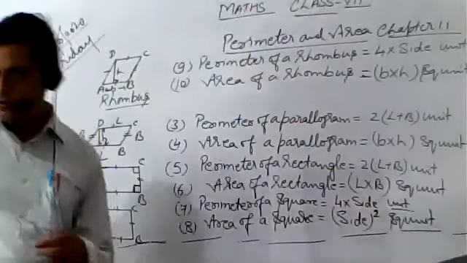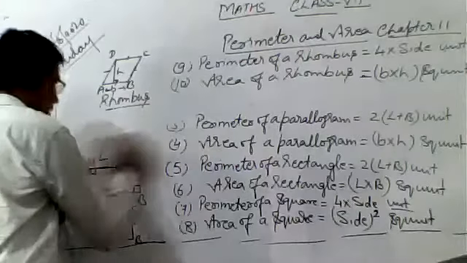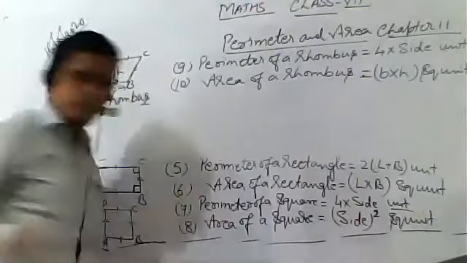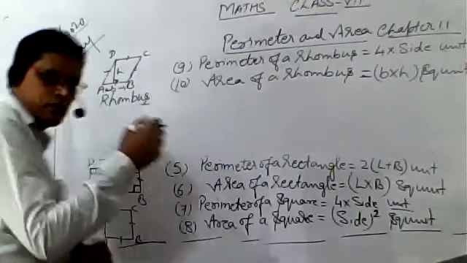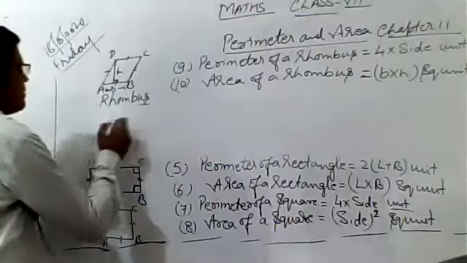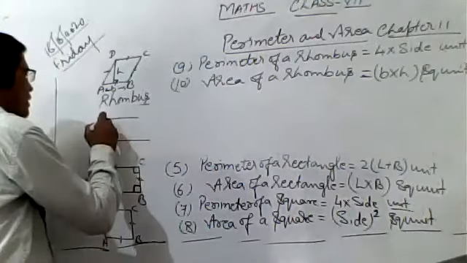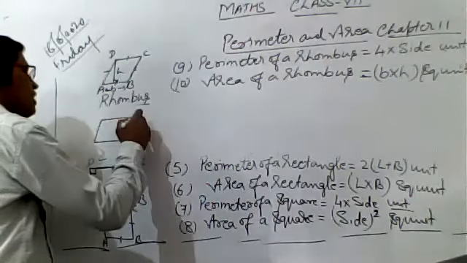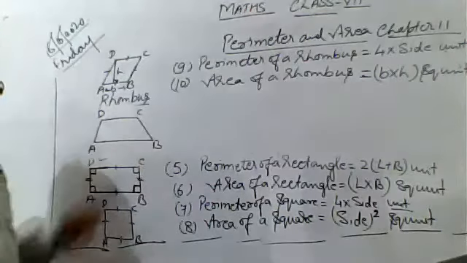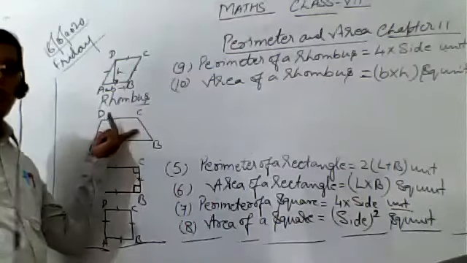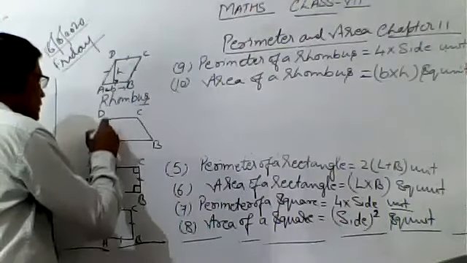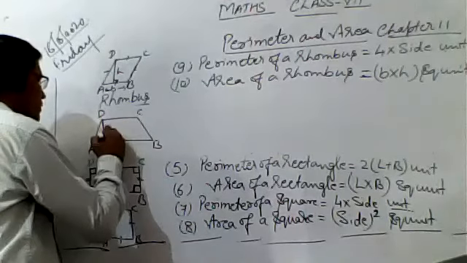Okay. Now my next figure, trapezium. In a trapezium, one pair of opposite sides are parallel and the other pair are non-parallel. They are called trapezium. Now we draw a perpendicular, and this is called the height of the trapezium.